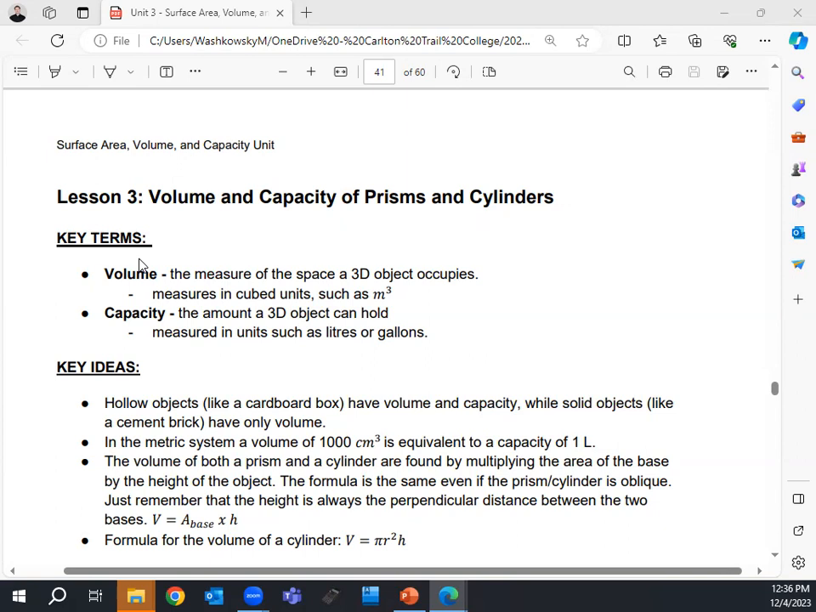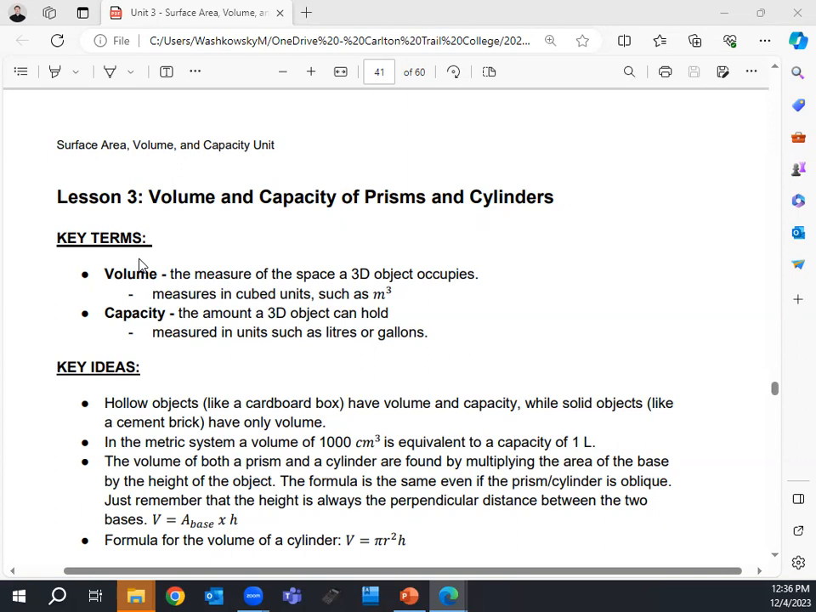And we have volume and we have capacity. They are different things. Volume is how much space is inside here. So I'm looking at how much I can actually put in here, just how much empty space is in this jug.